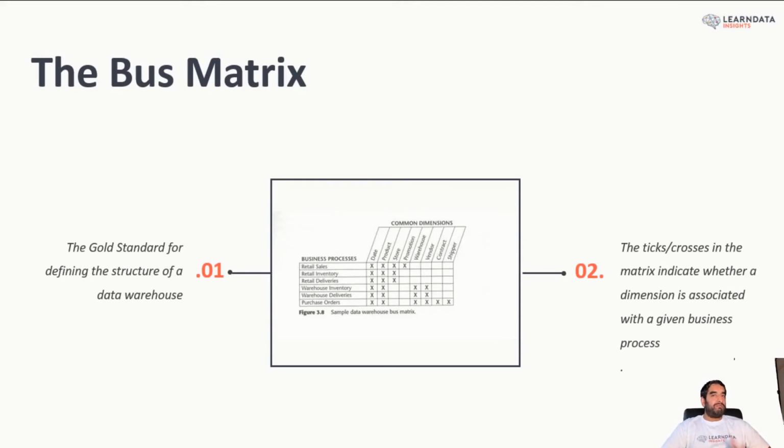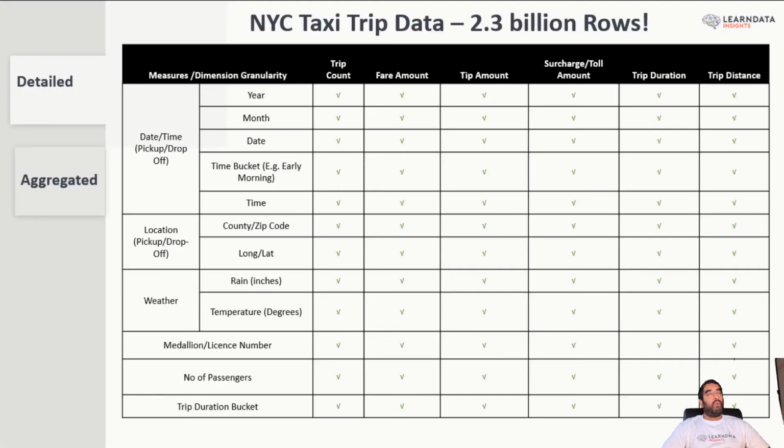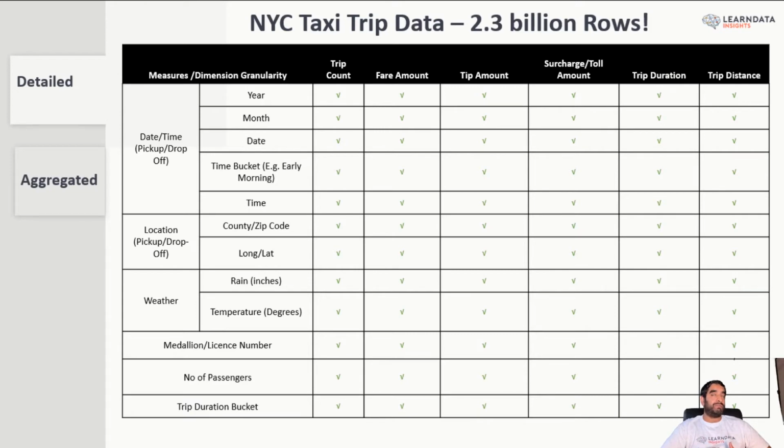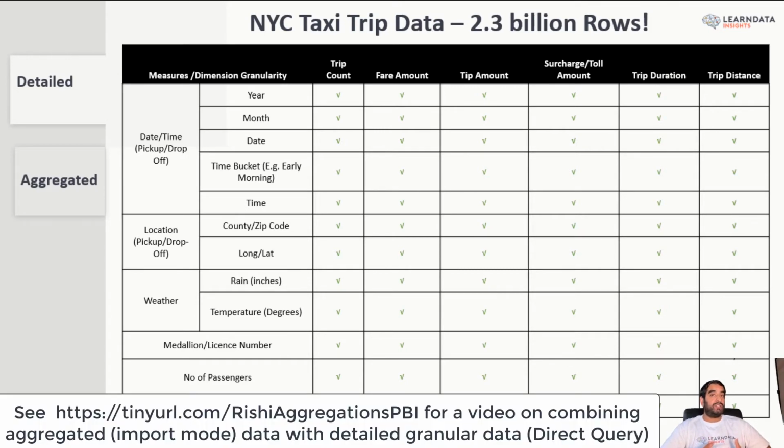And then the other thing to really think about, as I was saying, was granularity. So I've taken this example here for New York City taxi trip data. I've got a video on this where I've talked about this idea of aggregations. So this is a huge database. It's 2.3 billion rows of data, and too much to just bring in at that level of detail into Power BI. And we can see here we've got our facts along the top, so trip count, fare amount, tip amount, and then these are all our kind of dimensions.